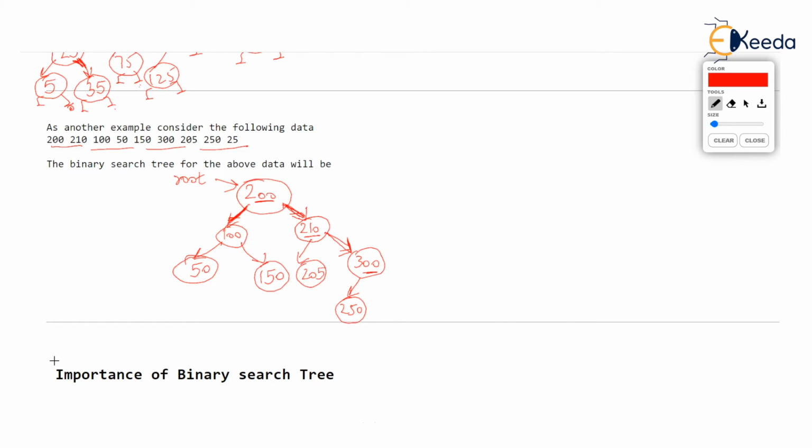Needless to say, 25 will go to the left of 50. Just check it on your own. And now I am showing all these pointers which are not utilized, like right pointer of 50 is not utilized. It will be null. Or left and right pointers of 150, left and right pointers of 205, left and right pointers of 250, and right pointer of 300 is not utilized. All these will be null.